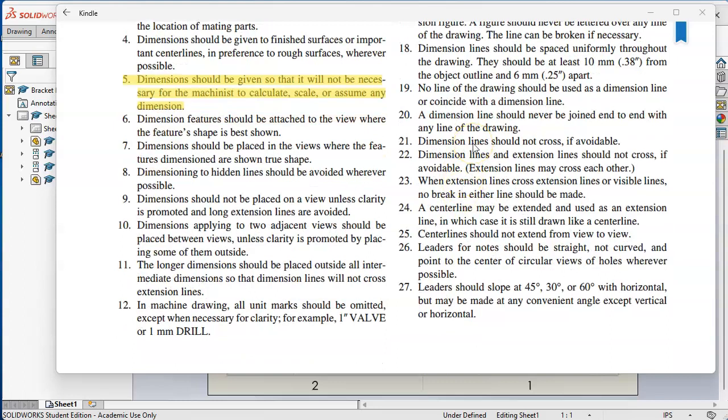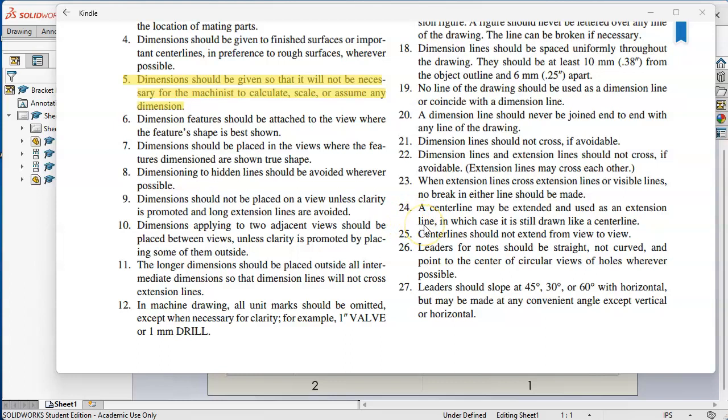Dimension lines should never be joined end to end with any line on the drawing. You always want that little bit of a gap. Extension lines should not cross. When extension lines cross, there should be a break. SOLIDWORKS provides for that, but I don't really worry about that. Usually that's in a diameter or a radius extending across one of the linear extension lines.